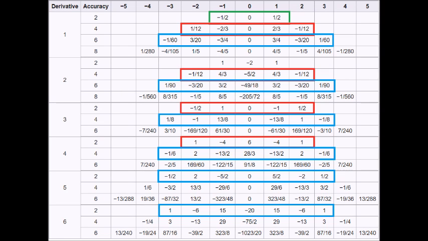In order to obtain those higher order approximations, we would need to enlarge the table again. This time, it would have to include x minus 4h and x plus 4h. I do not present that in this lesson. However, you are free to pursue that on your own. So that concludes my discourse on central differences.